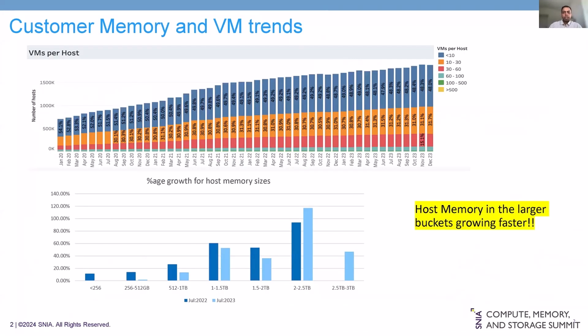So I want to point out some key trends with respect to our customers. The top graph shows that VM densities are increasing. If you look at the red and the green bars, you will see a constant increase, which means that more and more customers are deploying more VMs on their host. This relates to the bottom trend, where we are seeing customers deploying more and more memory on their hosts. For example, between 2022 and 23, we see a larger increase in the higher host memory buckets. We will continue seeing this trend, and that's why memory tiering is so important, because we are bringing capacity and cost reductions with memory tiering.